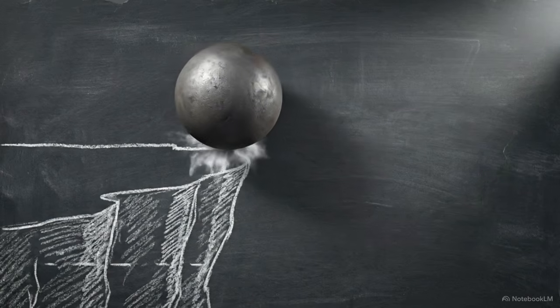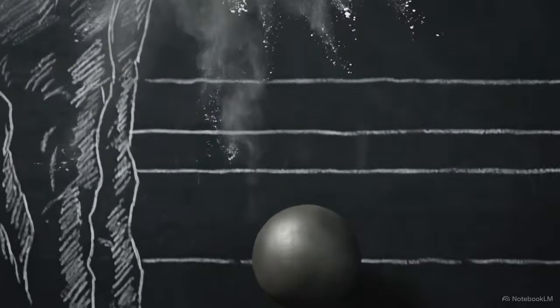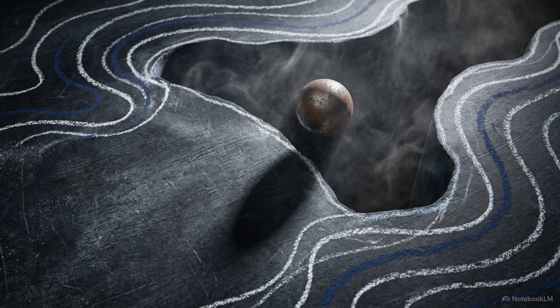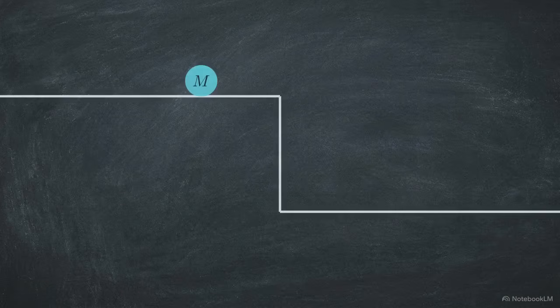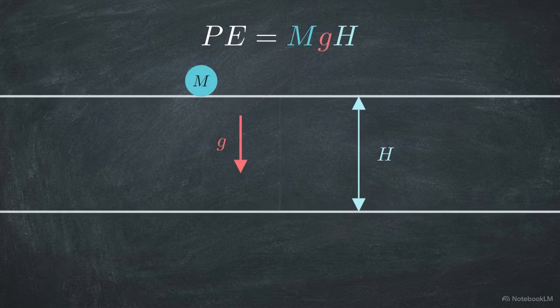When a heavy iron sphere rolls off a cliff and plummets into the abyss, we intuitively understand why. It has mass, it exists in a gravitational field, and it possesses potential energy. In classical mechanics, potential energy equals mass times gravity times height. We translate this directly to an electrical circuit.